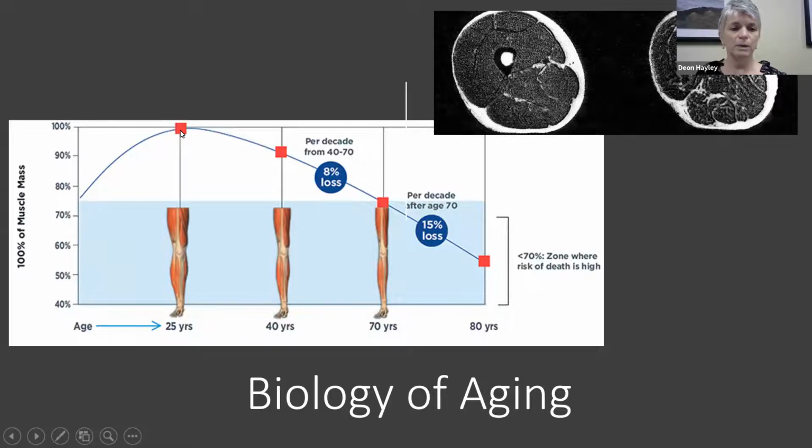You're at your peak muscle mass when you're, say, about 25 years old, and that declines gradually over time. You can see this blue area. When you get in the blue area, there's a zone where risk of death is high. This is a cross-section of somebody's arm. It's not a real cross-section. It's actually through an MRI scan, but it shows the percentage of muscle versus fat.